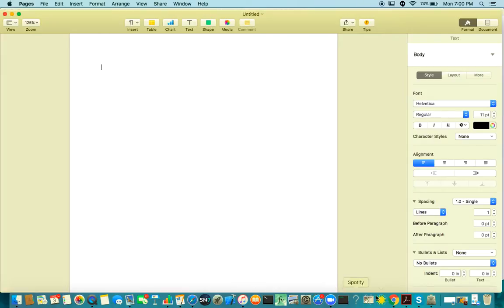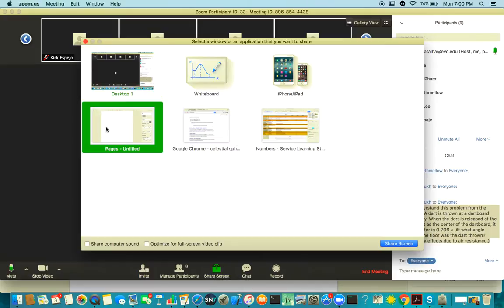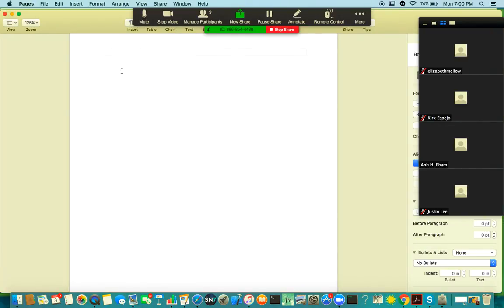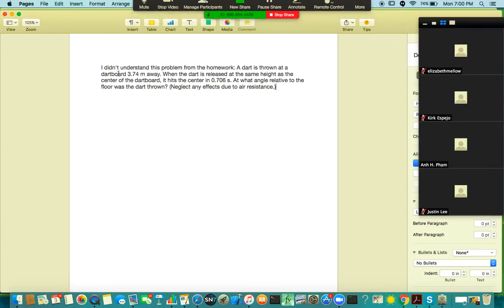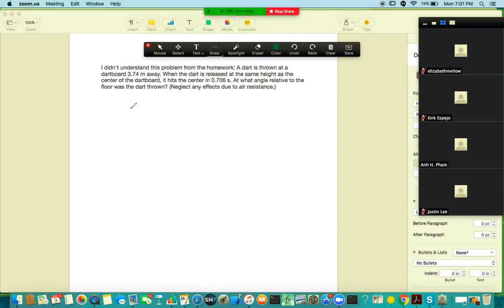Okay, now let me bring it to the screen. I have to learn to navigate through all these buttons and be efficient. Okay, let me share a white screen here. Can you all see this? I think you can. This is the problem. Annotate. Okay. So you all can see what I just put on the screen, right?